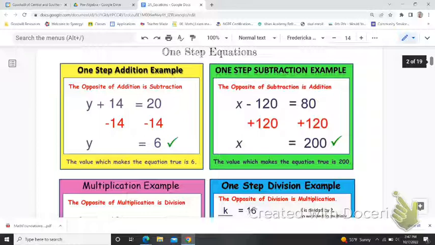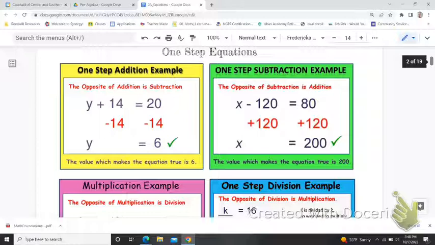So you have a variety of examples included in your packet that shows you examples of an addition, subtraction, multiplication, and division problem, and how we're going to solve using inverse operations, so the opposite operations. So if some number plus 14 is 20, and I want to find out what that mystery number is, then I would subtract 14, and I'm doing that same thing on both sides of the equation.